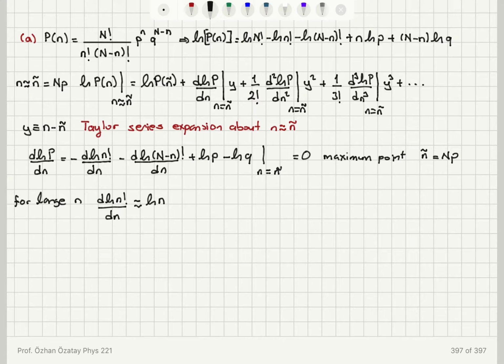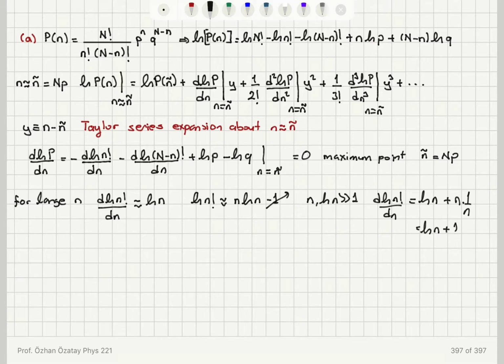This actually comes from Stirling's approximation. So ln n factorial was approximated to be n ln n minus n. Since n and ln n are much greater than 1, we can ignore the 1. And then if you take a derivative, you will get the first term ln n, and then the second term for d ln n factorial dn. So this is just a reminder, ln n plus n times 1 over n. So it would be ln n plus 1, and ln n is much greater than 1. So this can be neglected. So we can write this as ln n.